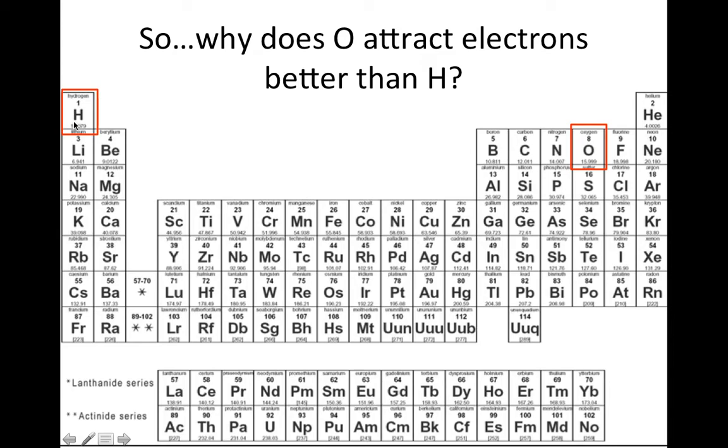here's hydrogen. Okay, it's got only one electron and one proton, and oxygen has 8 protons and 8 electrons. It's got more of a positive pull on those electrons from hydrogen. Okay? And when it has more pull, it's going to attract those electrons away from hydrogen.